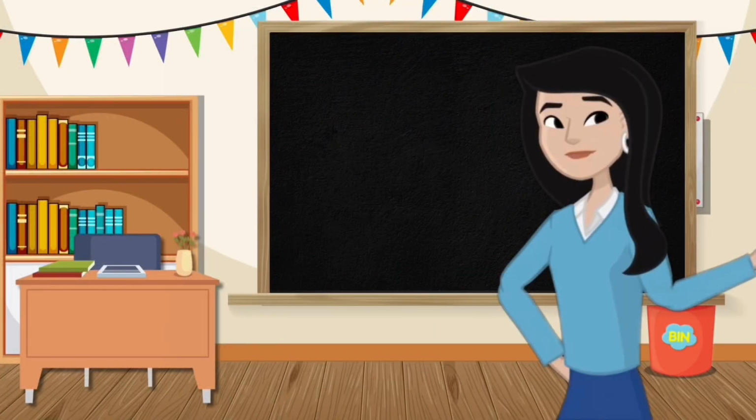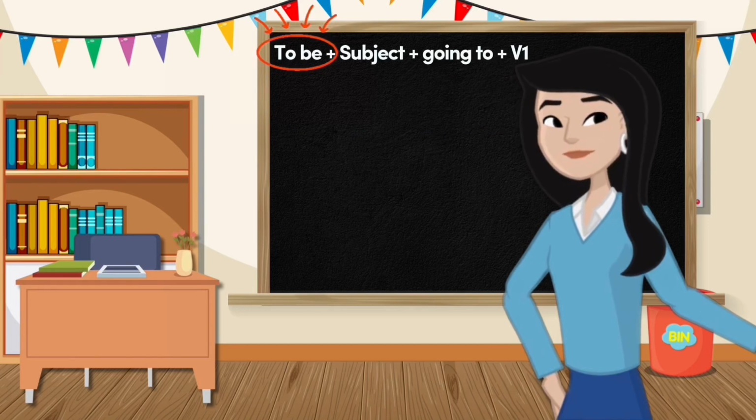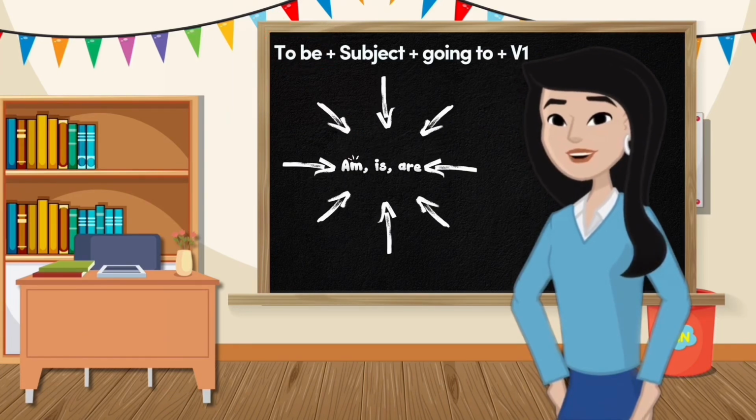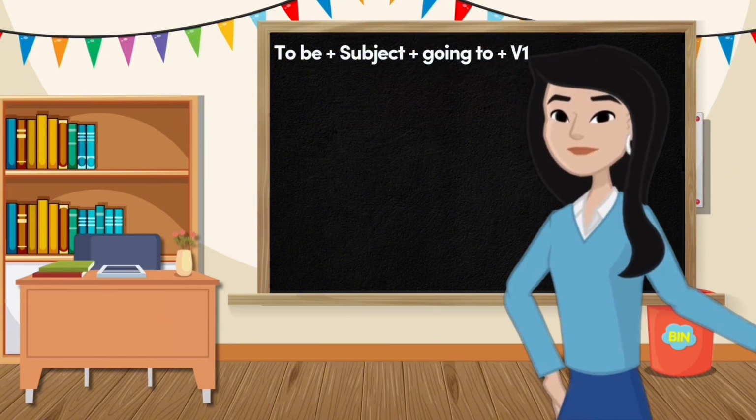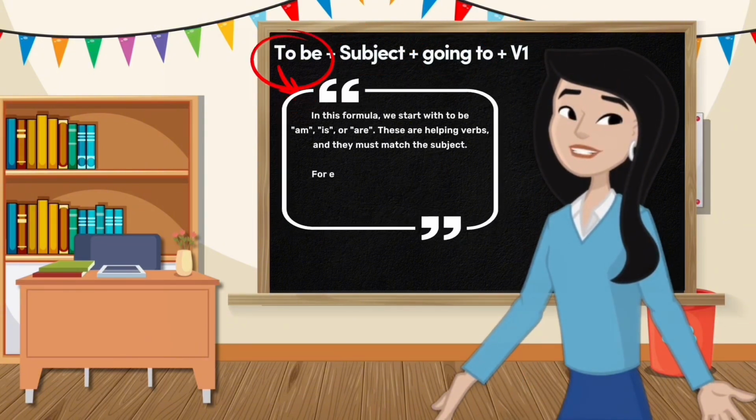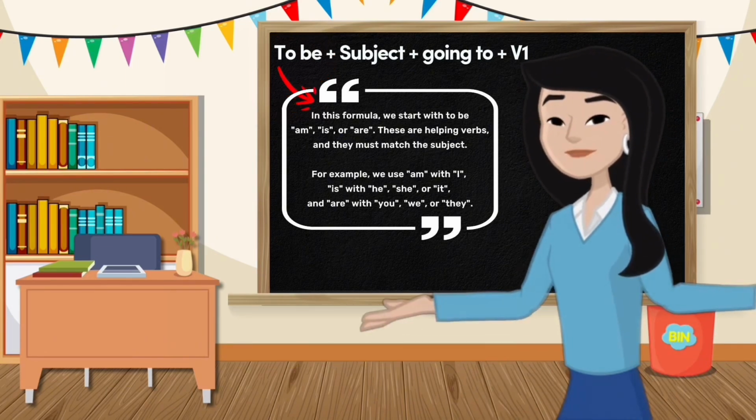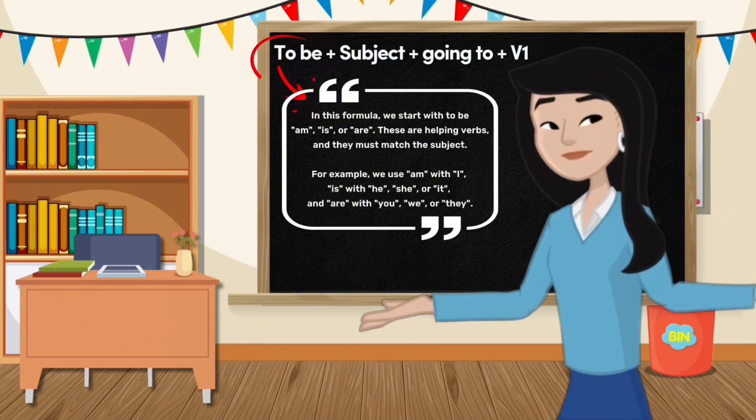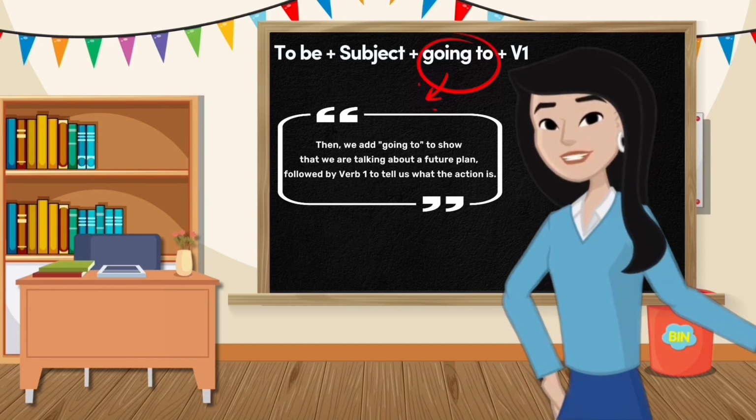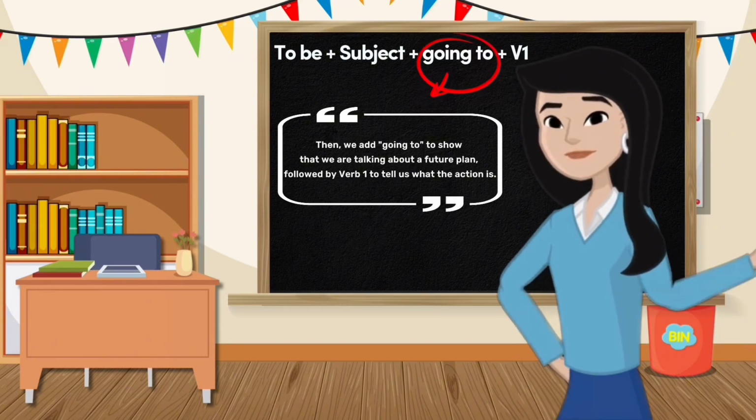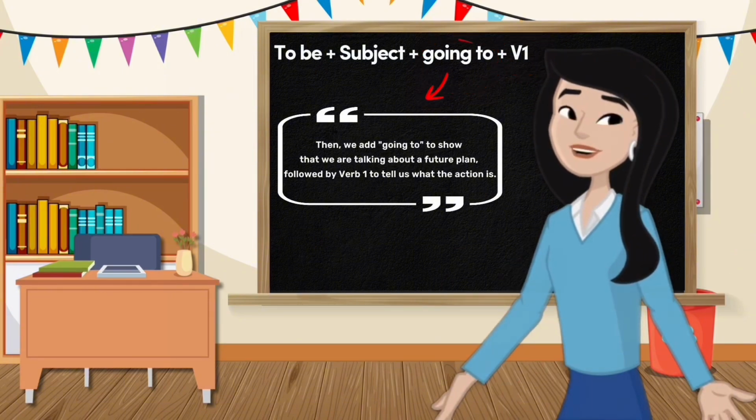Okay, now let's look at the second formula, everyone. The formula is to be, like I'm, is, or are, plus subject, plus going to, plus verb one. So in here, to be is important because it must match the subject. It helps us make a correct question. Then we add going to show that we are talking about a future plan, followed by verb one to tell us what the action is.